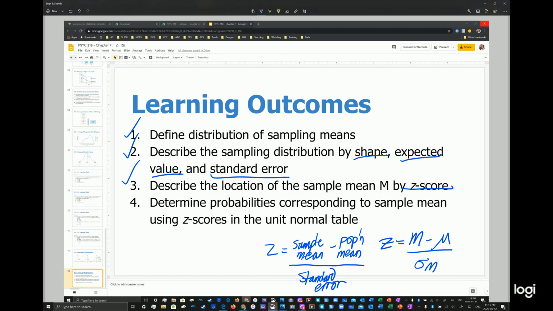And finally, because we're working with sampling distributions and we can transform those sample means into z-scores and use the unit normal table, we can determine probabilities, proportions within the sampling distribution, for us to figure out where the sample mean is in that sampling distribution, and we can answer questions like whether that sample mean is a typical sample mean, whether that is representative of the population. So that's it again for today.